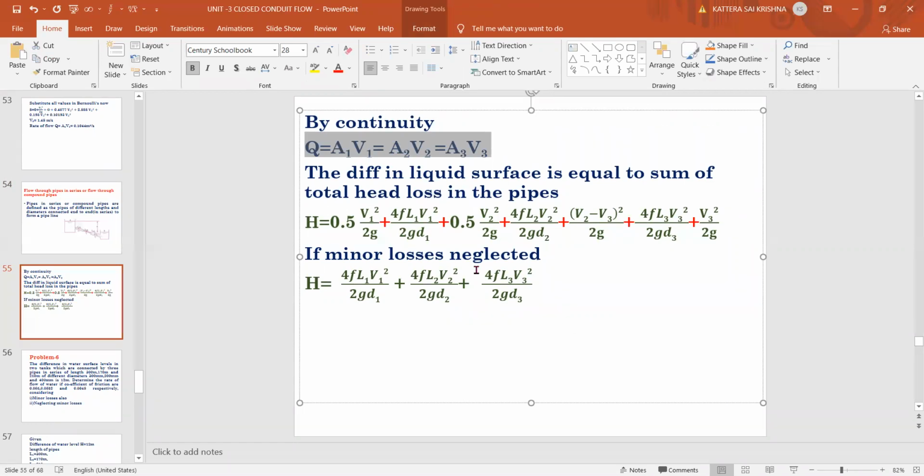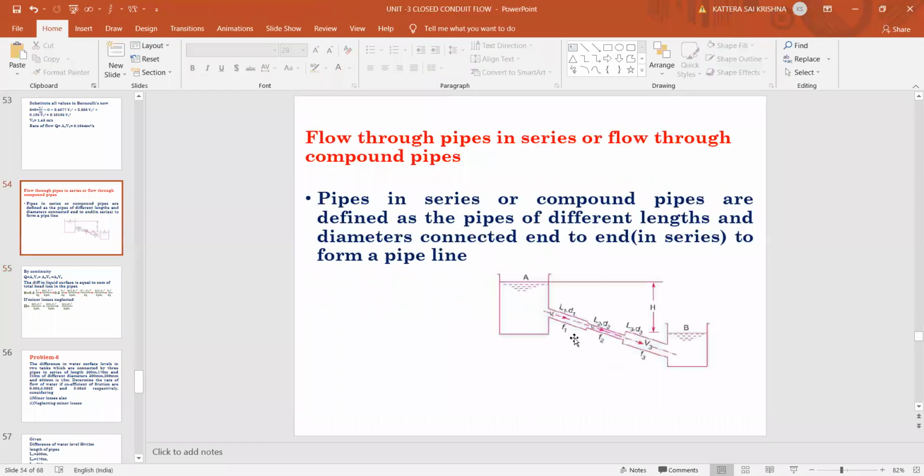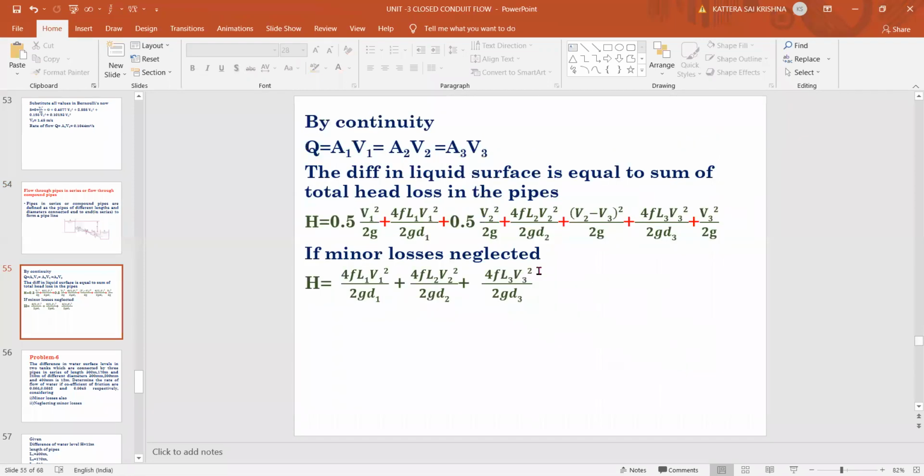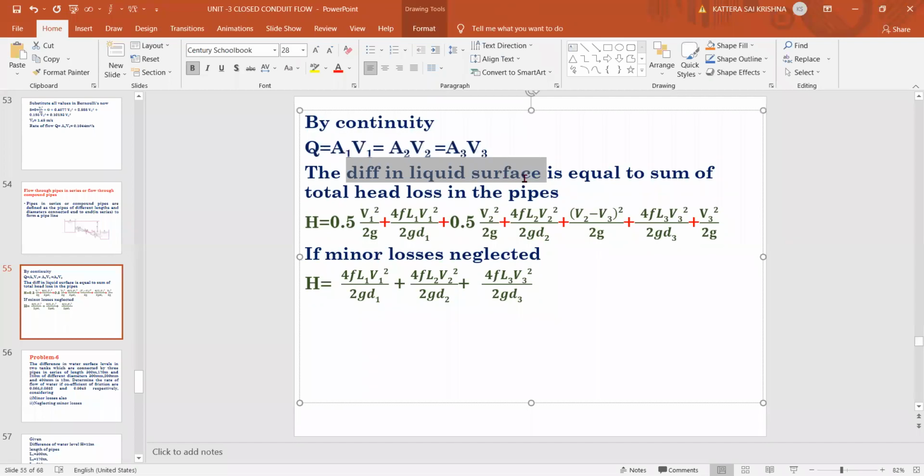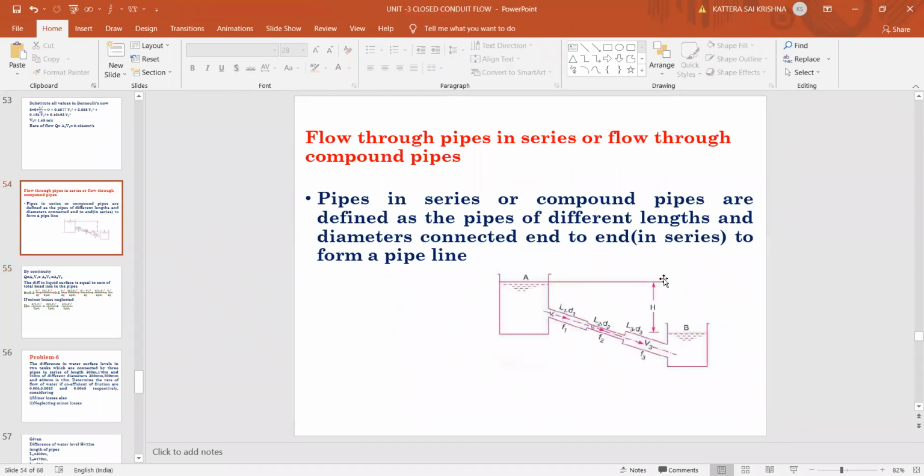Next, we are going to use these formulas, nothing but the total loss in the pipe. In these, the total loss in the pipe is H. That H is created because of the losses happening in these 3 series of pipes. So the difference in liquid surface is equal to the sum of total head losses in the pipes. The difference in the liquid surface is capital H, the difference in the water level which you can see in the reservoir here. So H is equal to the sum of the losses in these pipes.